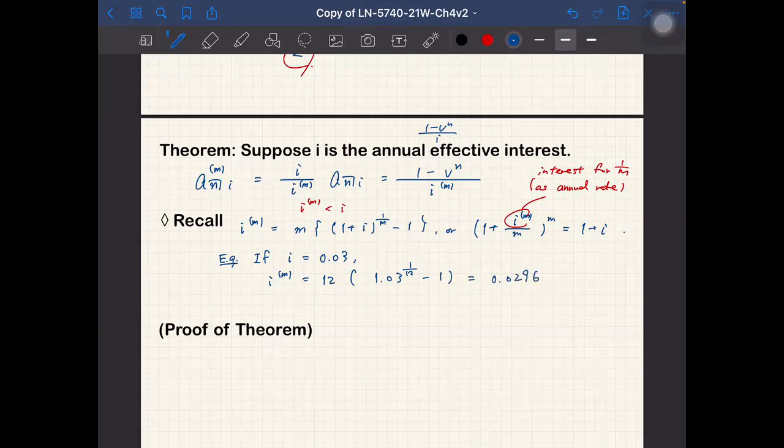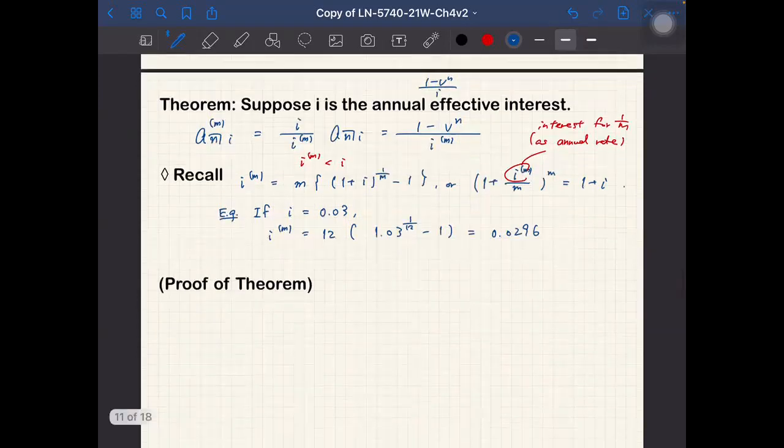Actually, the credit union I'm using says that the annual effective interest is 3%, but if you deposit $10,000, it earns almost $300 in interest for every month. The interest rate for the month is 1/12 of this, the 2.96%. So that means i superscript 12 is equal to 2.96%.